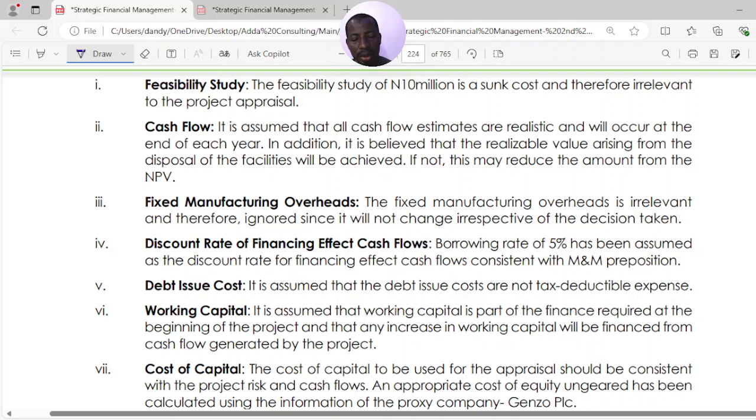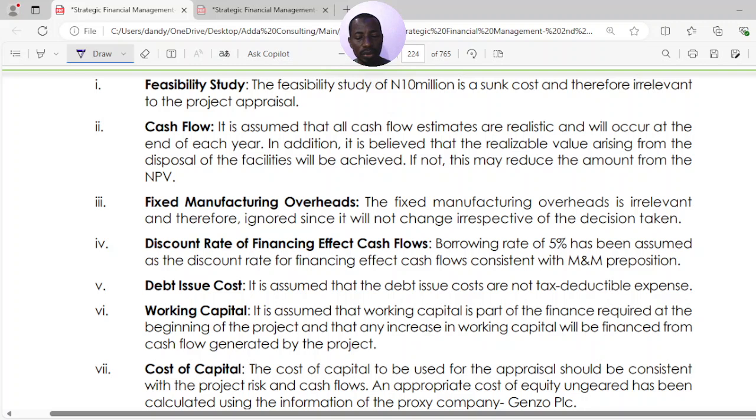Then we can also talk about the discount rate of financing effect cash flow. Remember, like I told you, you can either assume cost of borrowing or risk-free rate of return. Therefore, borrowing rate of 5% has been assumed as the discount rate for financing effect cash flows, consistent with the M&M proposition. Then number 5, debt issue cost. It is assumed that the debt issue costs are not deductible expense. The examiner even told us that in the question.